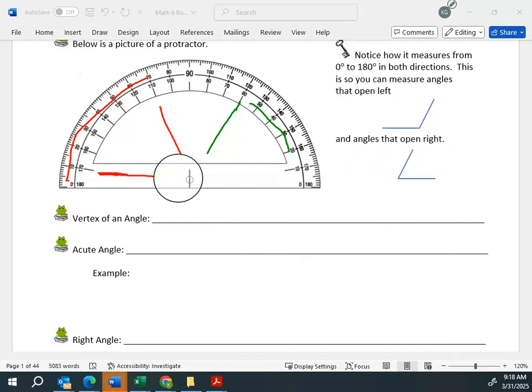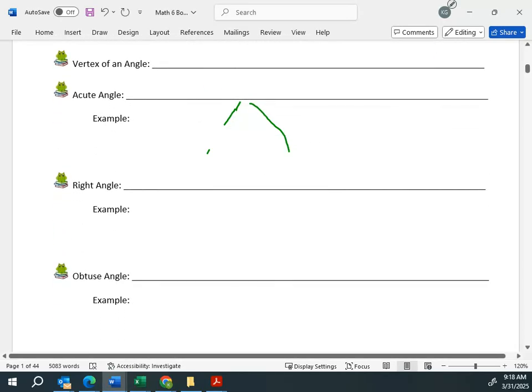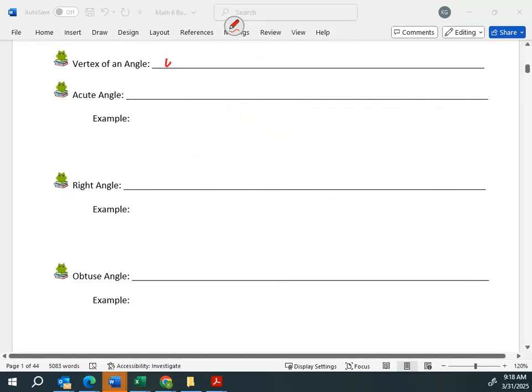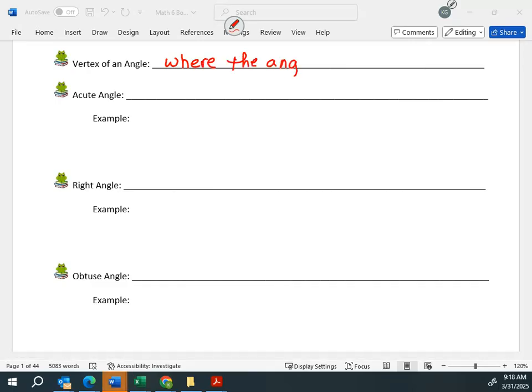Remember that vertex of the angle is right where the two sides of the angles meet. Remember, acute angles are less than 90 degrees. You might want to write those definitions on your help sheet. You might know it right now, but when it comes time for the test, sometimes we forget, so it's nice just to have it written down. So the vertex is where the lines meet. I'm just writing it short and simple.